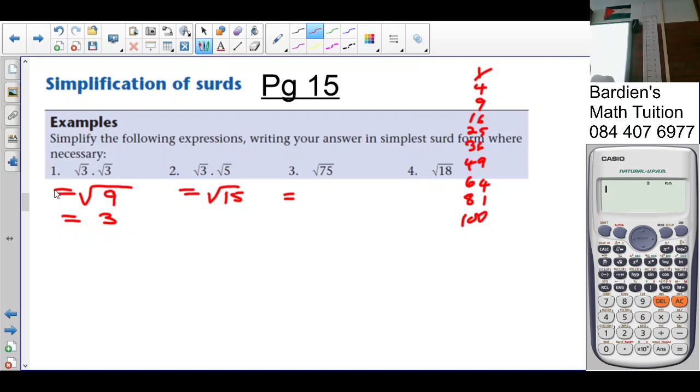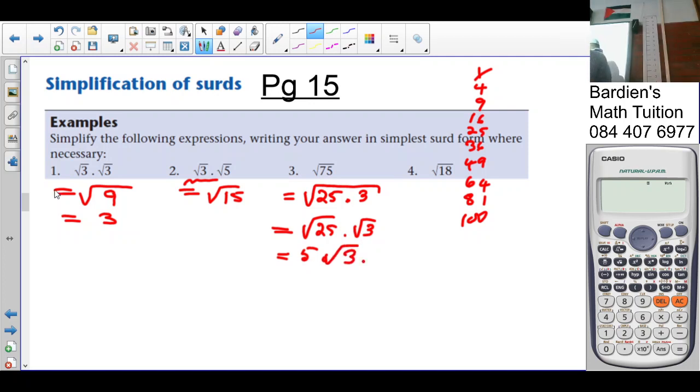Not so? So this can be written as 25 times 3. Now, coming back to this rule here, it can be written as the square root of 25 times the square root of 3. What's the square root of 25? 5 times root 3.